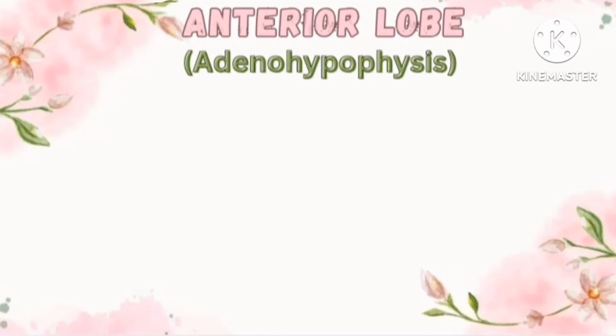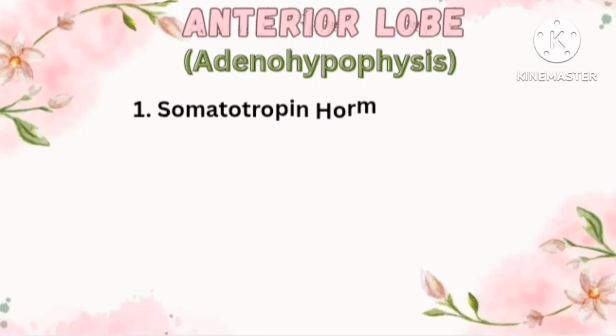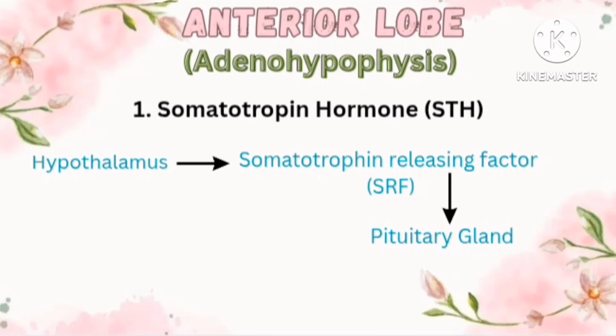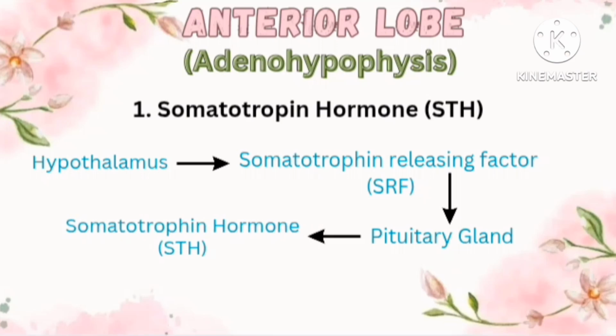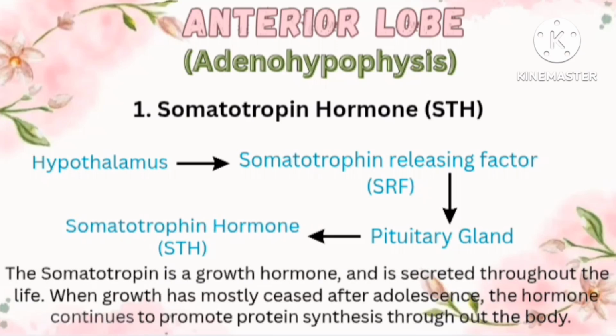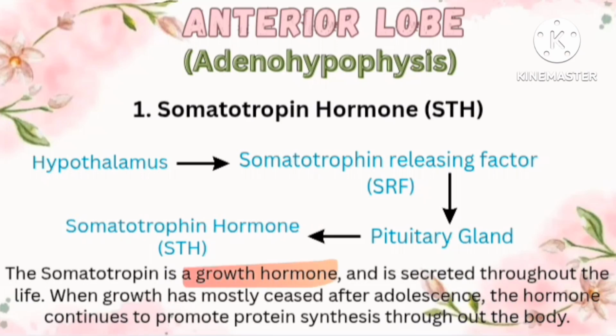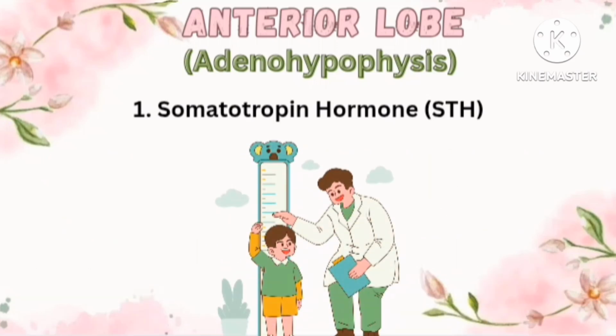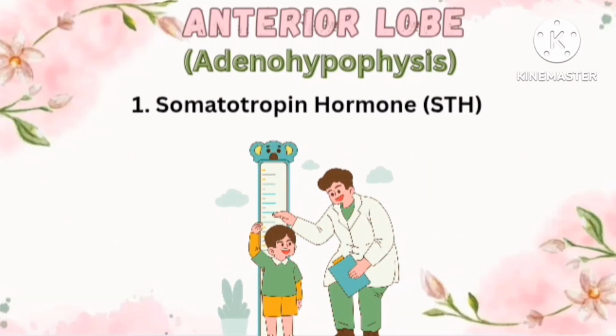The anterior lobe, also known as adenohypophysis, secretes the following hormones. Number 1. Somatotropin hormone. First, hypothalamus secretes a protein, the somatotropin-releasing factor, SRF, which then goes to the anterior lobe of pituitary gland and then, it secretes somatotropin. Somatotropin is a growth hormone, and is secreted throughout the life. When growth has mostly ceased after adolescence, the hormone continues to promote protein synthesis throughout the body. So we can say that somatotropin is a growth hormone.